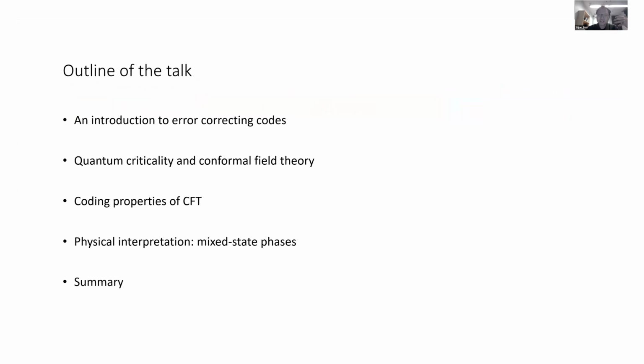And then I will combine the two ingredients together to talk about the main topic of this talk, which is the coding properties of a conformal field theory. So far, it's mainly focused on the quantum information, but if you really talk about physical systems, you can actually understand these code properties using general notions of phase of matter, and especially generalization of the traditional view of phase of matter into mixed states. I will briefly go into that, and then I will mention a summary and future directions of this work.